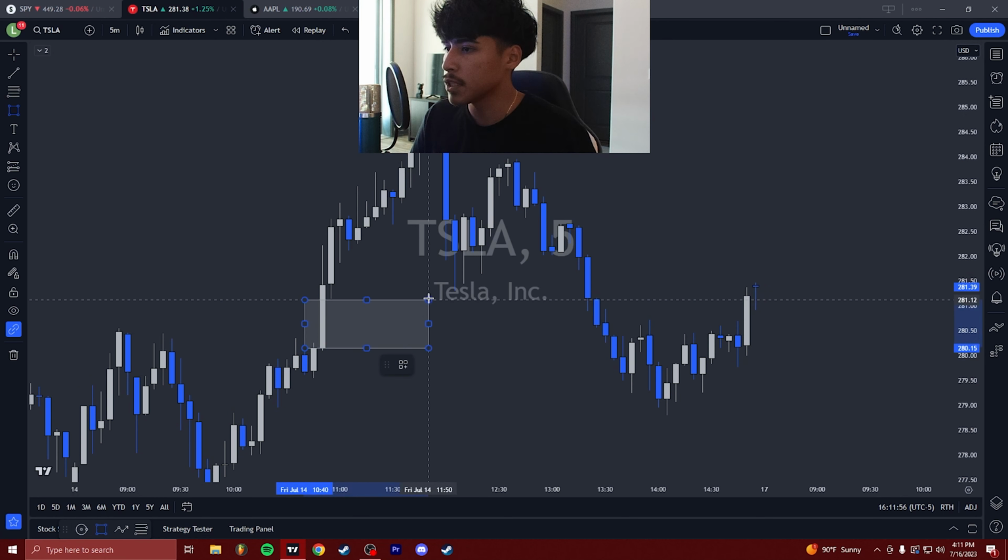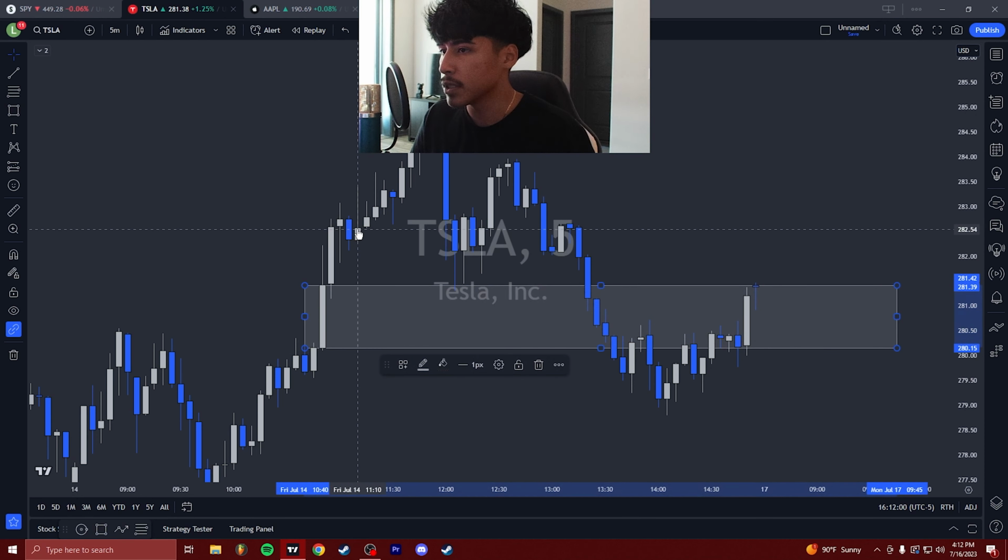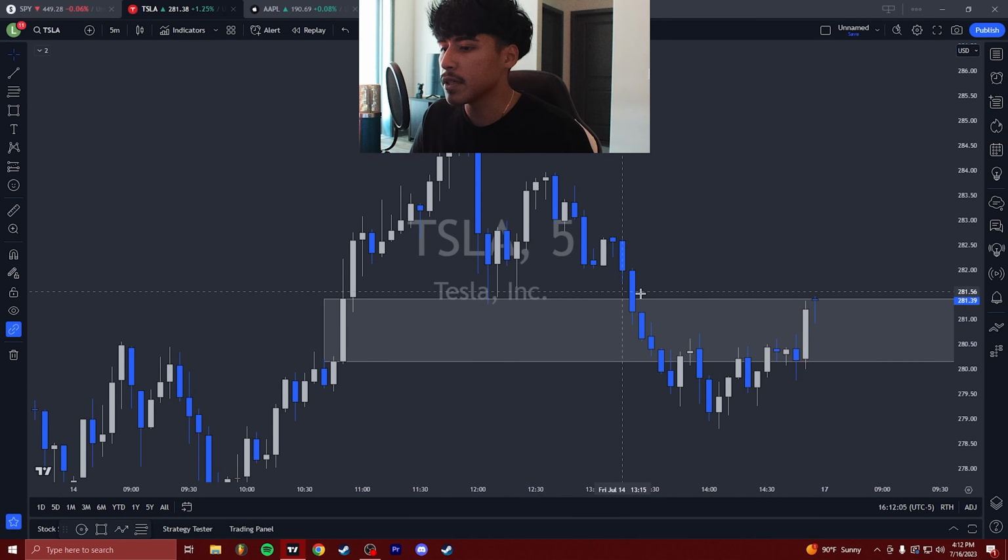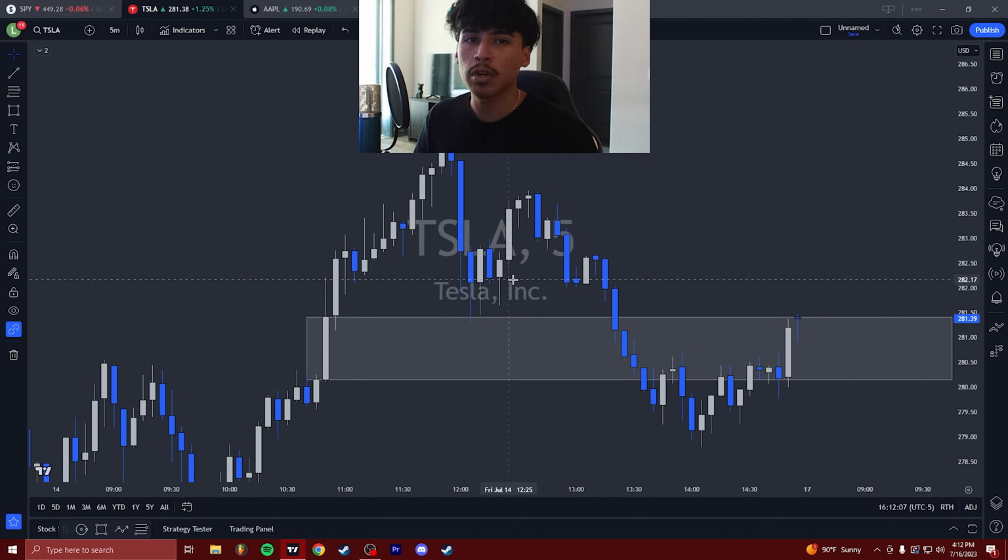Seeing this intraday, I would have marked my demand there. You have your little rally, base, rally. It's never going to look pretty, you know what I mean? But this all happened in the same day, right? Because we're on a smaller time frame. So if you can recognize it on smaller time frames, it's more than likely to happen within the same day.